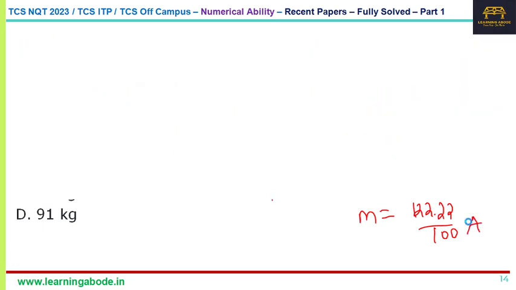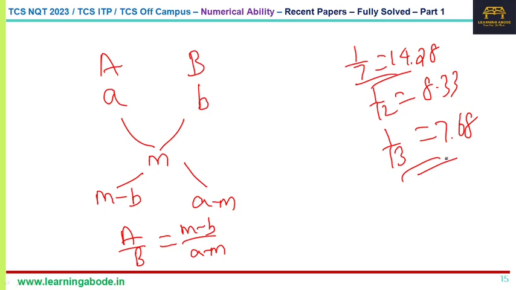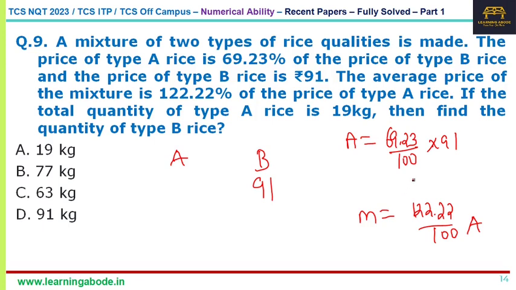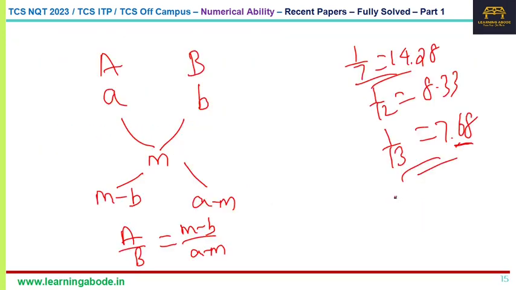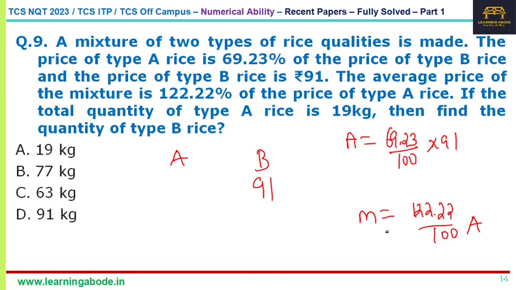Now 1 by 13 is 7.68. What you have here is 69.23, right? So 9 by 13. If you see, 69.23% is 9 by 13. So you take 9 by 13 of 91, right? That will be 63. So 63 is the cost of A.